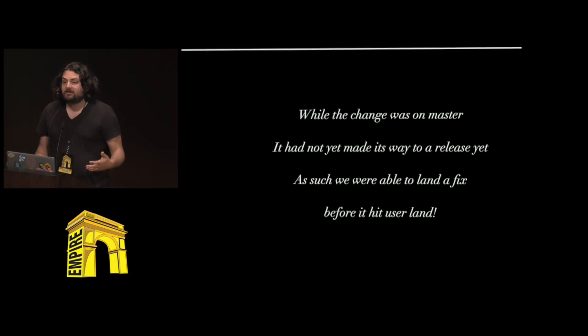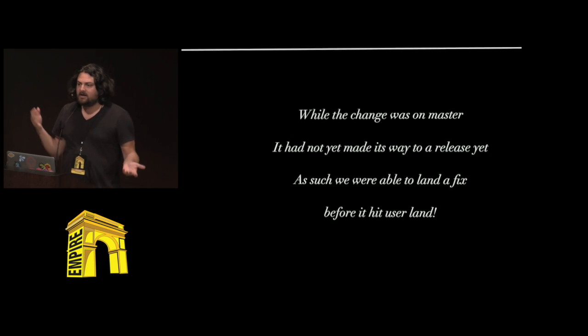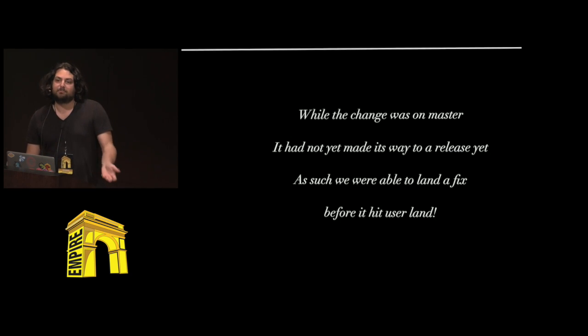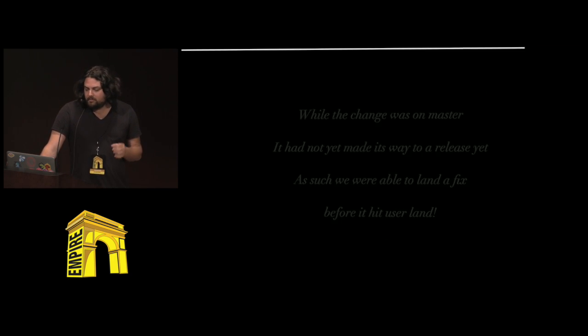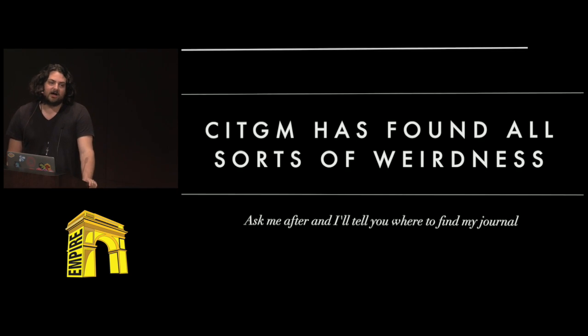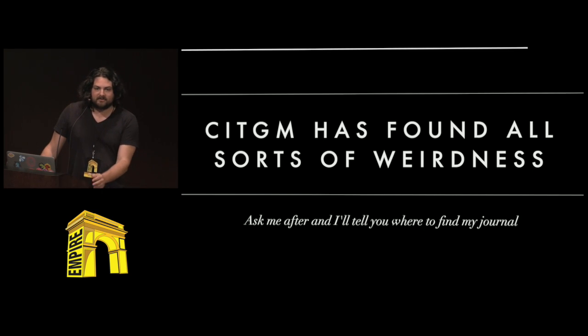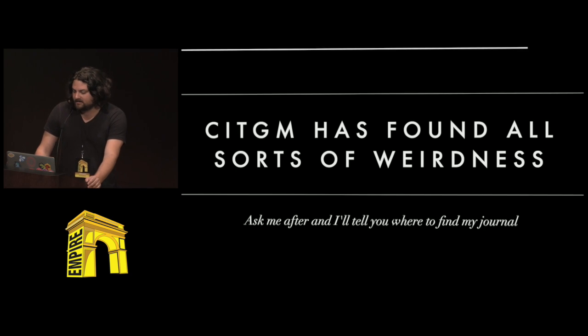But this is interesting, because while the change was on master, it had not made its way into a release yet. And as such, we were able to land a fix before it actually ended up in a release and broke anyone. So none of you ever actually experienced what could have been, if this had happened like 6 or 7 months ago, a pretty major ecosystem breakage on a patch change, which would have been really bad. So CitGM has found all sorts of crazy weirdness. I've kept a diary, and feel free to let me know. I can tell you the repo of where that lives if you want to see all the weird ways that things in the npm ecosystem break.